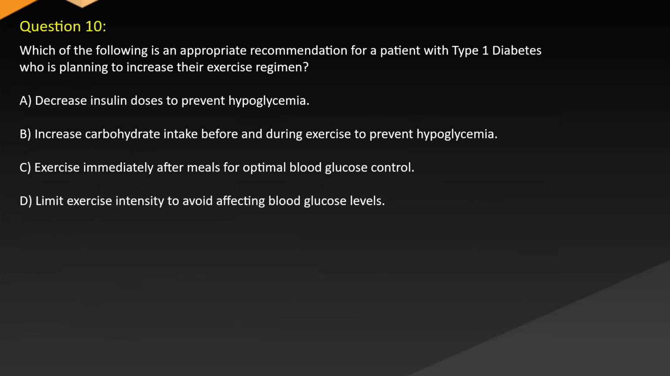Question 10. Which of the following is an appropriate recommendation for a patient with type 1 diabetes who is planning to increase their exercise regimen? A. Decrease insulin doses to prevent hypoglycemia. B. Increase carbohydrate intake before and during exercise to prevent hypoglycemia. C. Exercise immediately after meals for optimal blood glucose control. D. Limit exercise intensity to avoid affecting blood glucose levels.